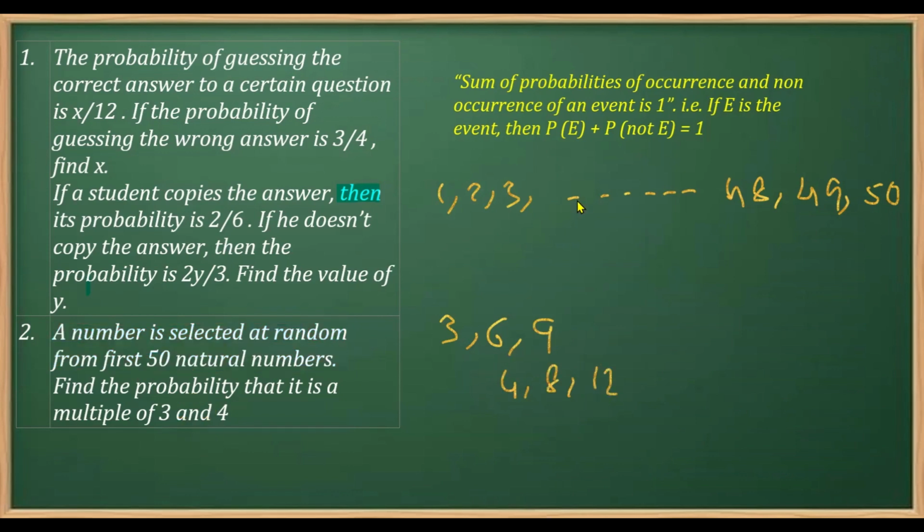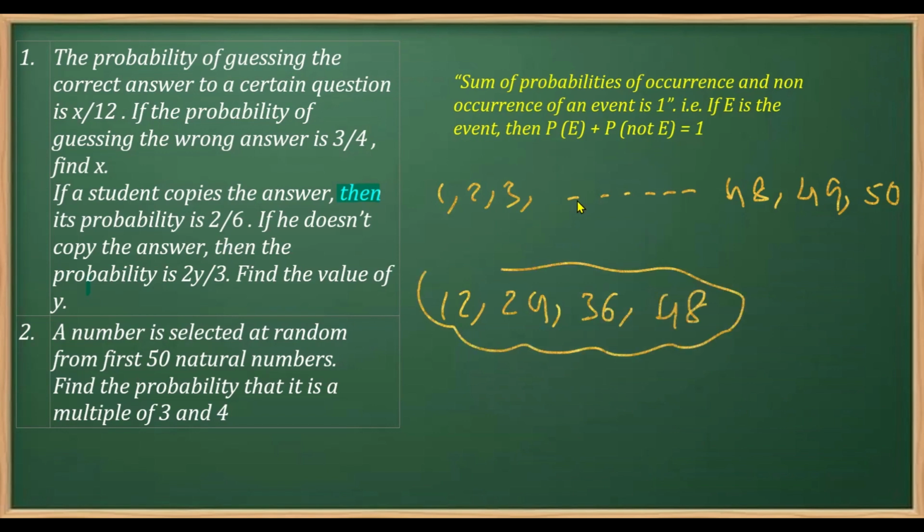But here it is and, so we have to be careful. That means it should be a common multiple, has to be a multiple of 3 and 4. So that means it should be a common multiple of 3 and 4, which is 12, right? Common multiple of 12. So it's 12. Next is 24, 36, 48. Had it been or, we would have taken the multiples of 3 as well as of 4. But this is and here.